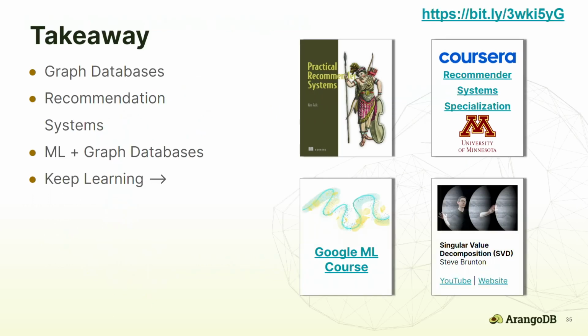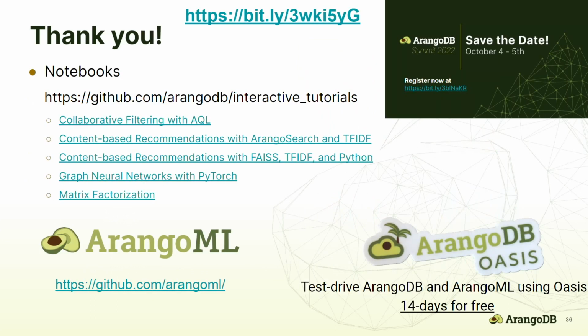And for the takeaways, these are some links to some pretty interesting books and courses that you can read or follow up on. I hope that I have delivered on what I said I would do here, which is quickly discuss graph databases, recommendation systems, and then how we see machine learning and graph databases helping out with recommendations. If you want to keep learning, definitely feel free. Those are all links to the various places, and these are all the links to the notebooks.